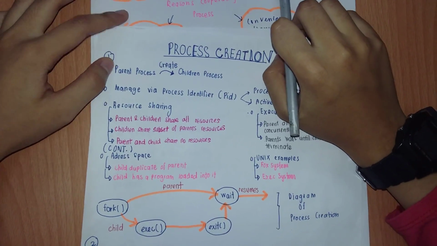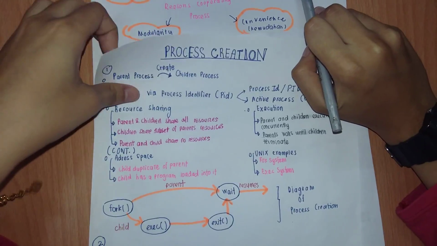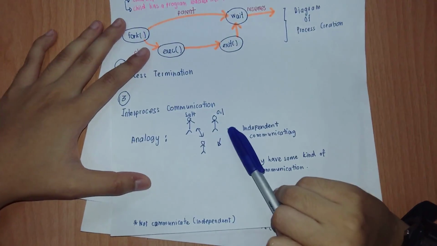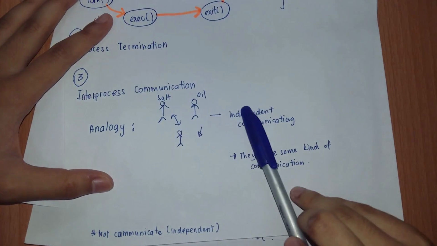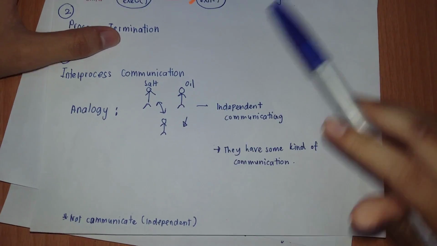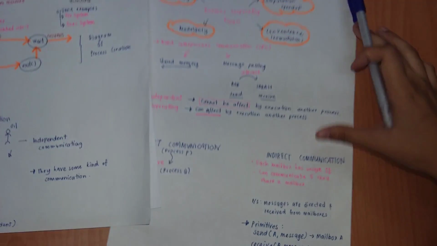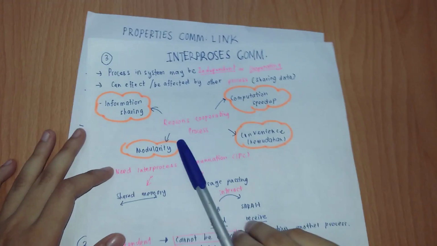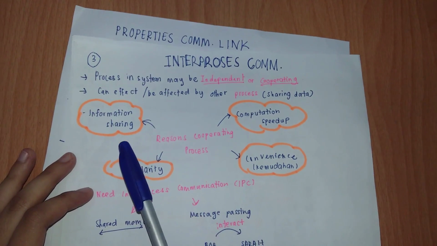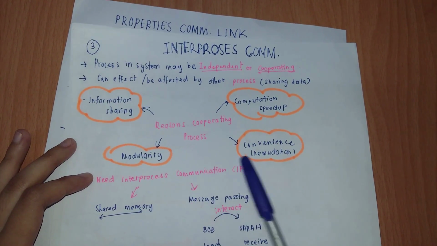Interprocess communication: processes in a system may be independent or cooperating. For example, if there are two people and they are not communicating, they are independent. But if they have some kind of communication, we call it cooperating. There are many reasons for cooperating processes. First is information sharing. Next are computation speedup, modularity, and convenience.